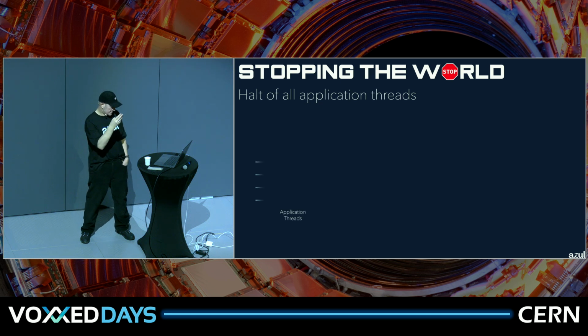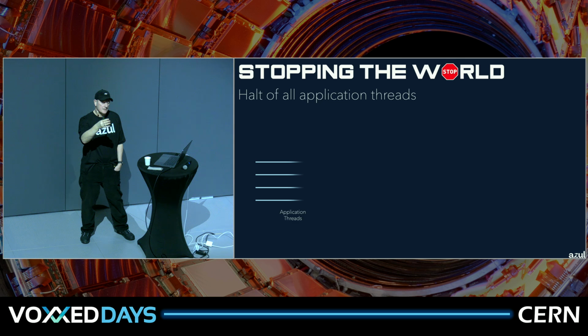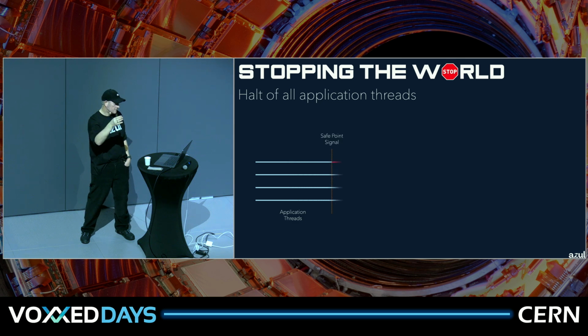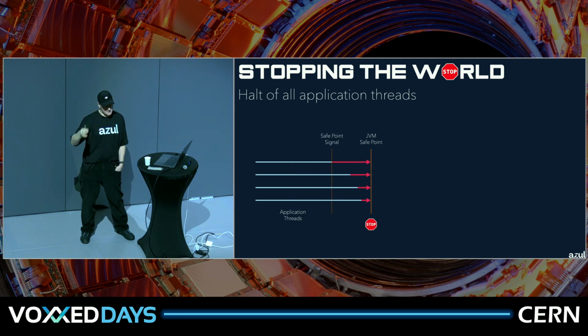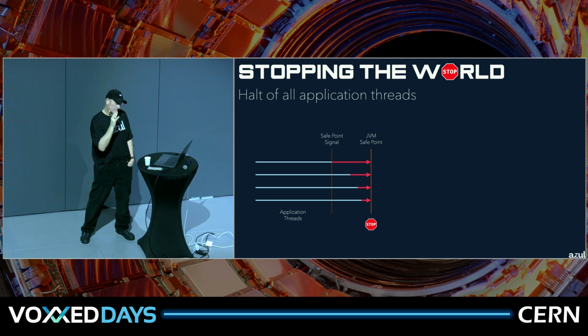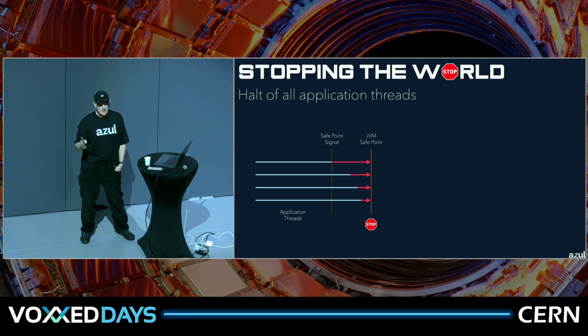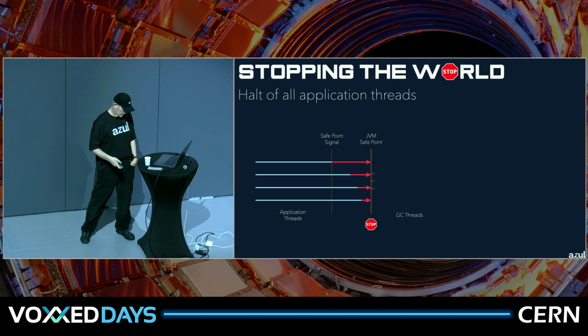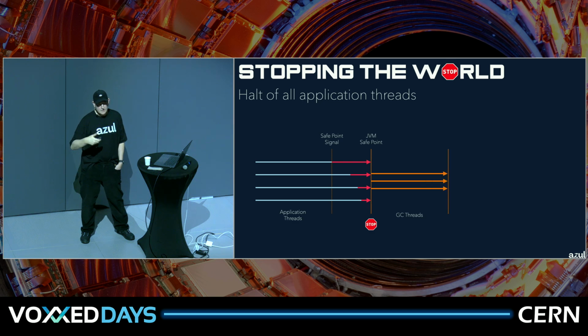So it looks like this. We have the application threads running, and then the JVM sends a signal, right? It's a safepoint signal to all these threads, and they will stop. Once they stop, they reach a so-called JVM safepoint. That means now all application threads are stopped. Now the JVM can clean up the heap, right? It will do it in more or less one or multiple threads. And once this is finished, it will continue running the application.